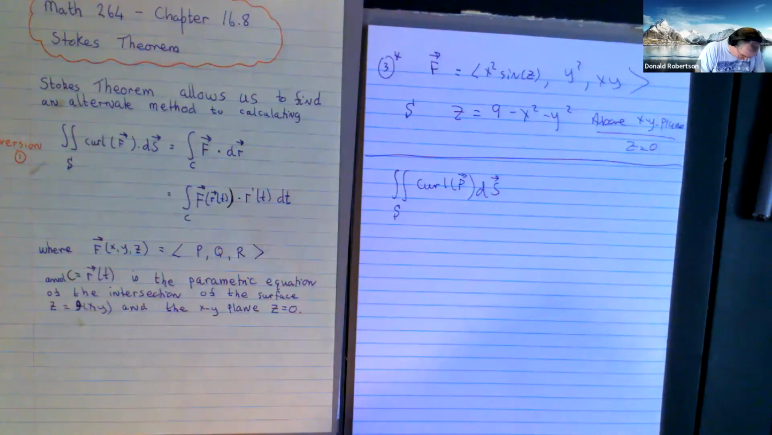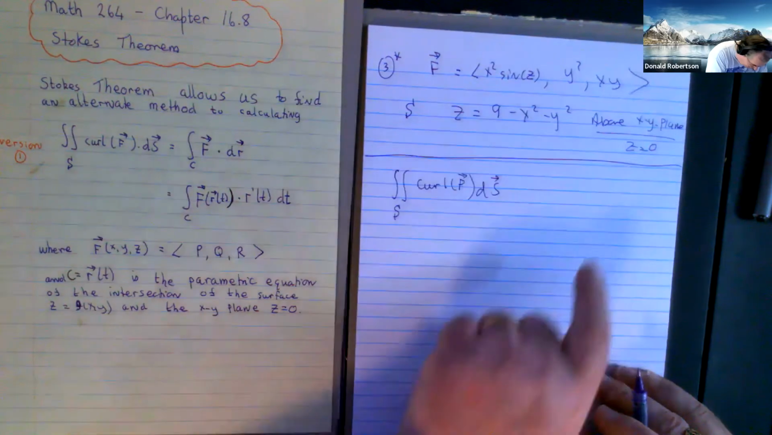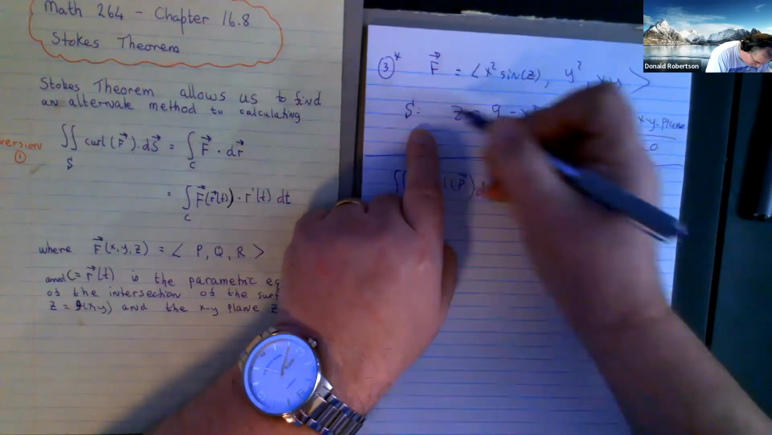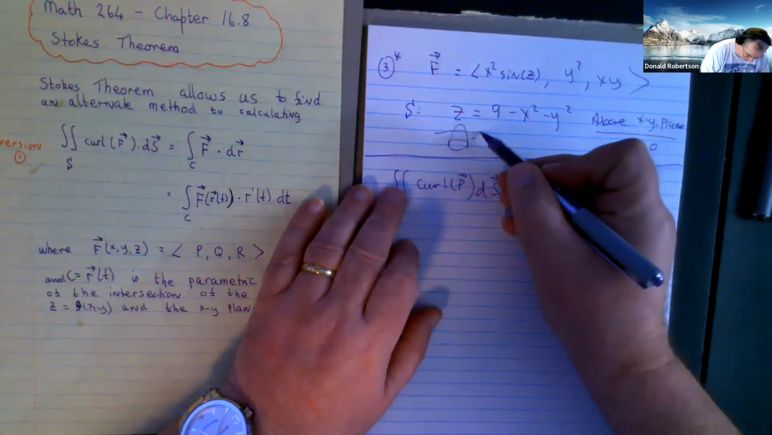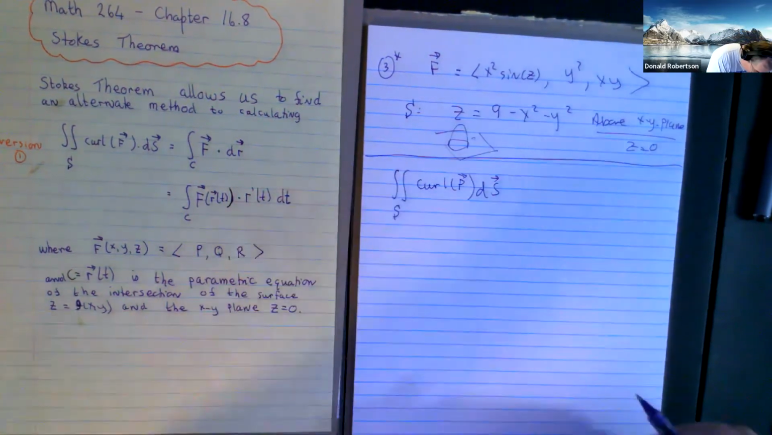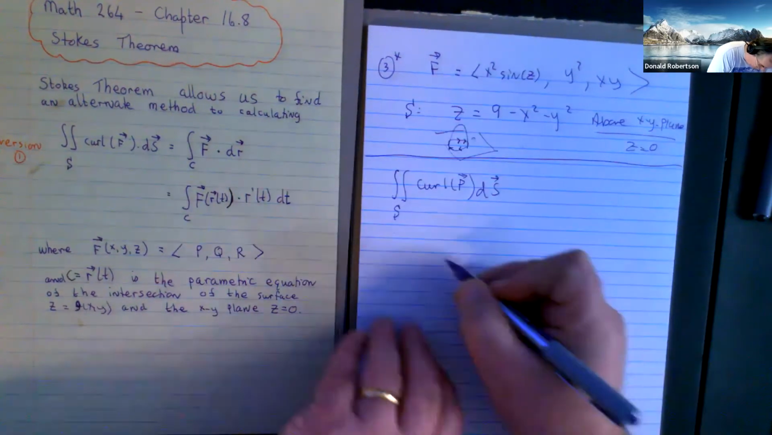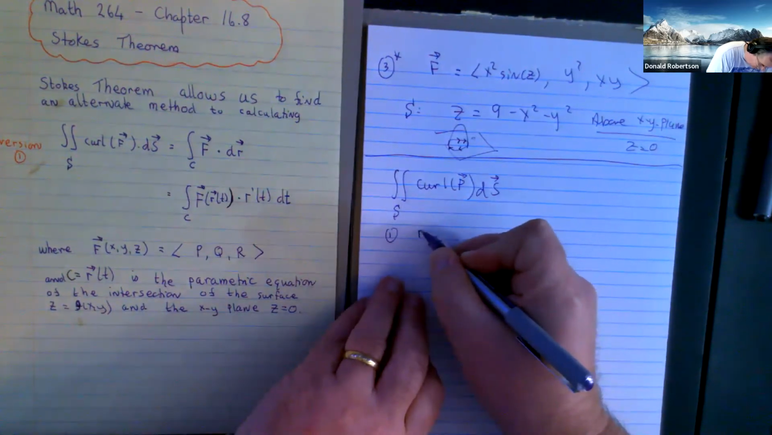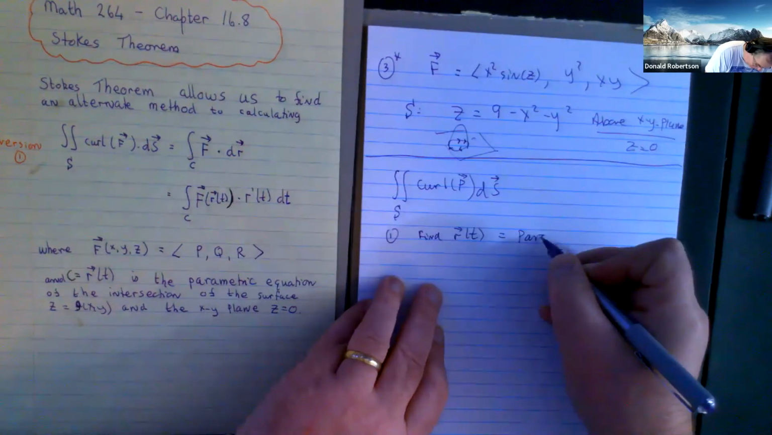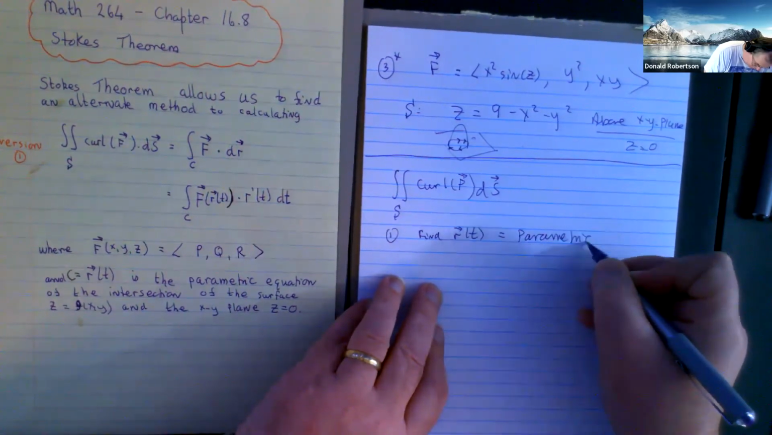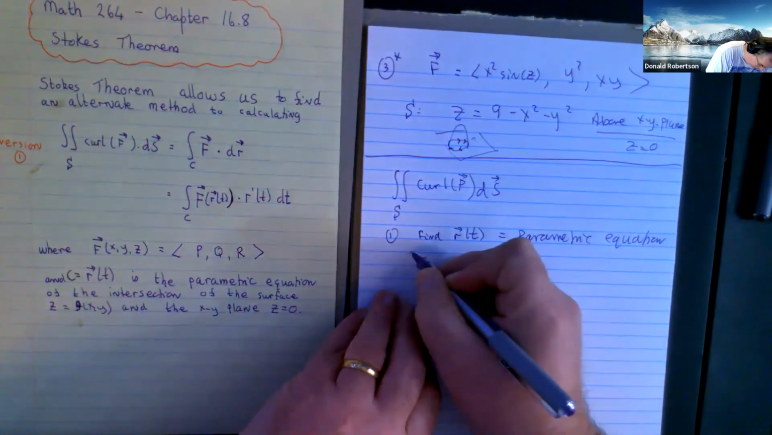So how are we going to find this guy? Well, we know the vector field, that's good. We know the surface S is a paraboloid, so it's probably one of these guys, right? And then it meets the XY plane, which is the floor. So I need to find out essentially r of t. So first thing I'm going to do is find r of t. r of t is the parametric equation of the boundary curve.